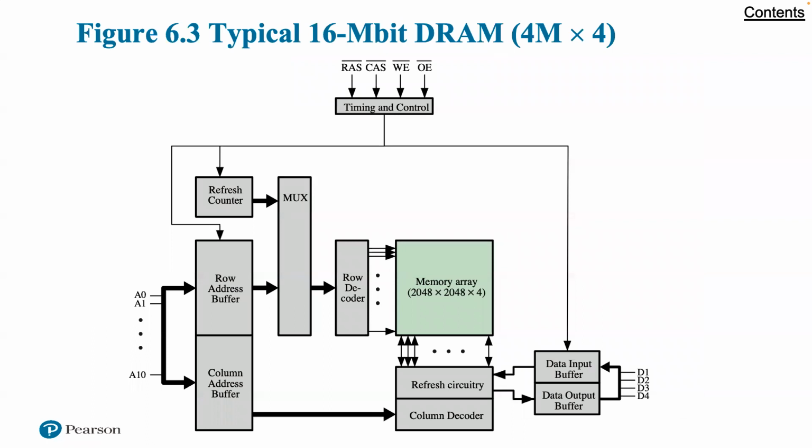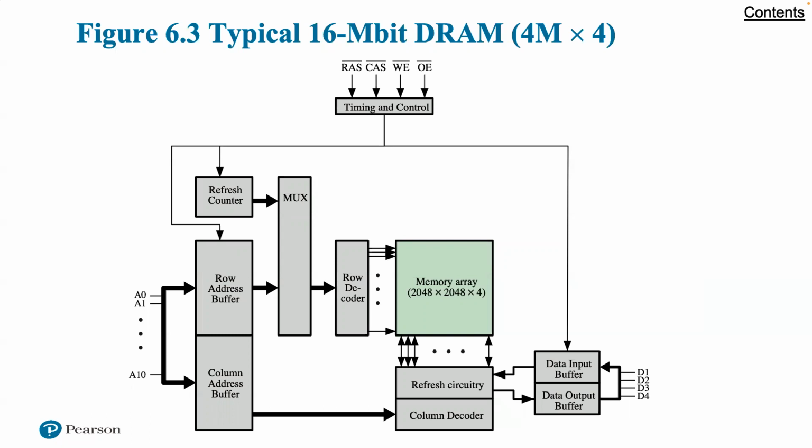Okay, well, let's look at a sample layout for a typical 16 megabit DRAM. And so we're showing an example here in figure 6.3. In this case, 4 bits are read or written at a time. Logically, the memory array is organized as 4 square arrays of 2048 by 2048 elements. Various physical arrangements are possible.